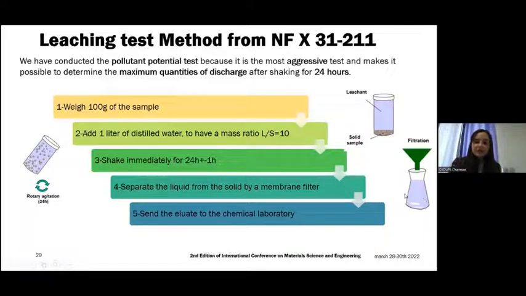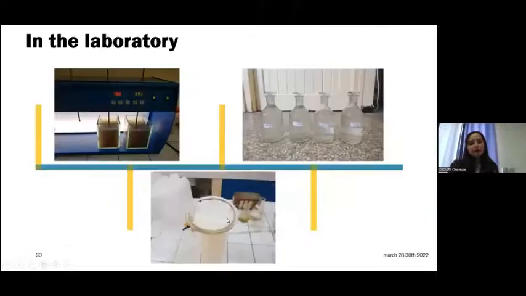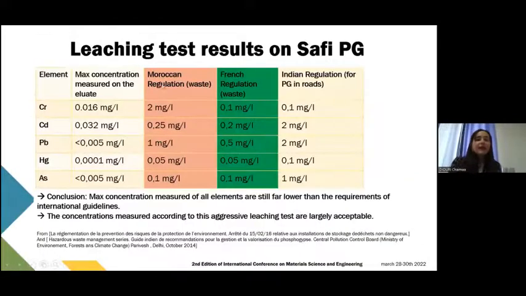Then we separate the liquid from the solid by a membrane filter. And we send the eluate to the chemical laboratory. As you can see, here are our eluates. This is the separation phases and shaking phases. Leaching test results on CEFI phosphogypsum.